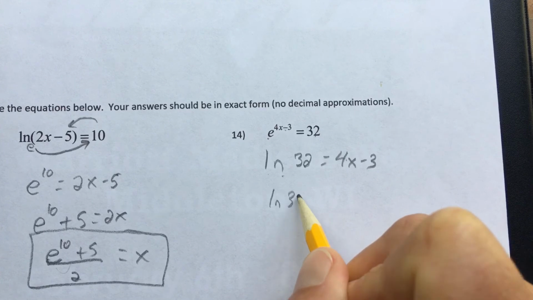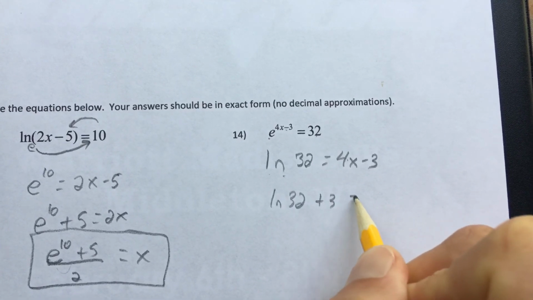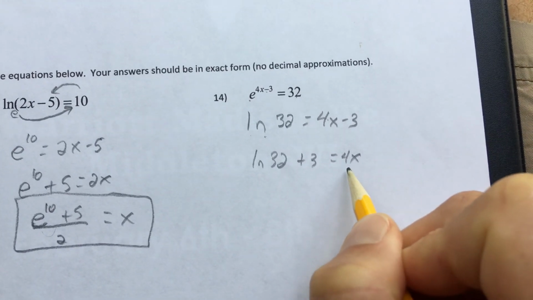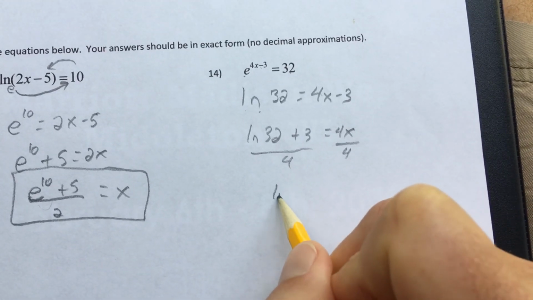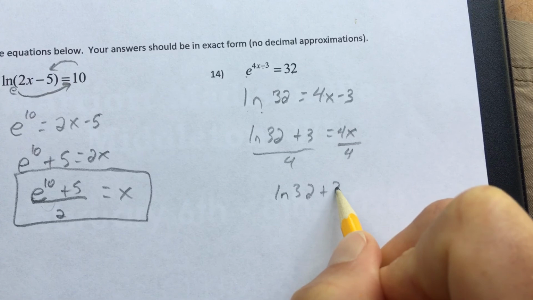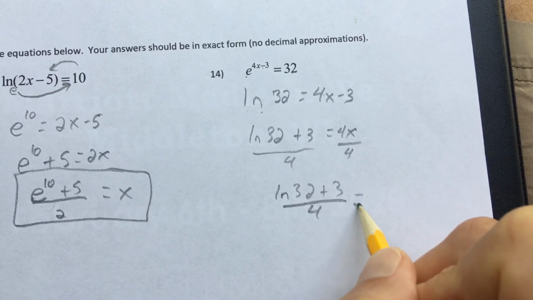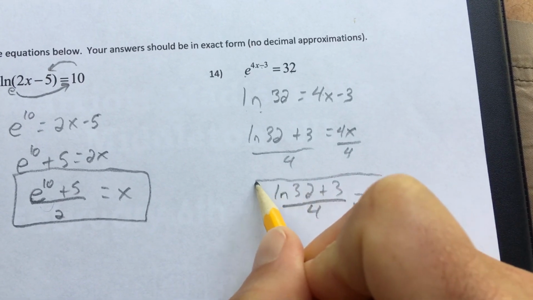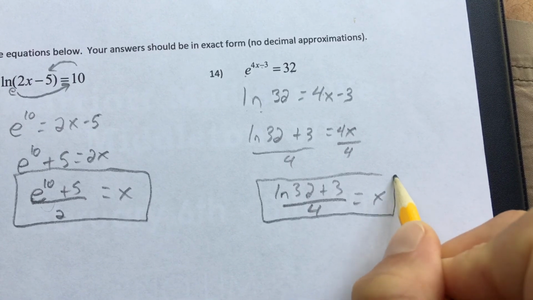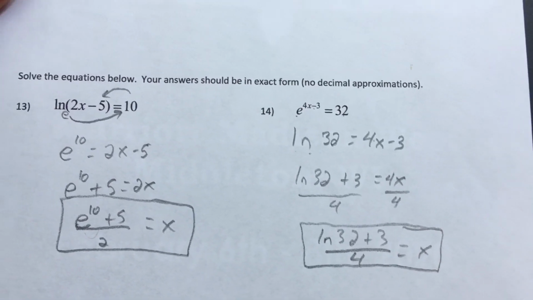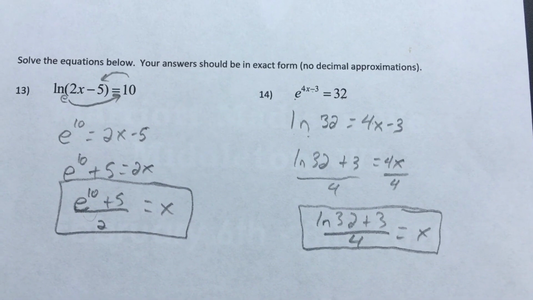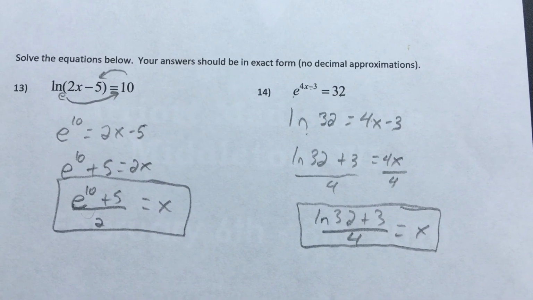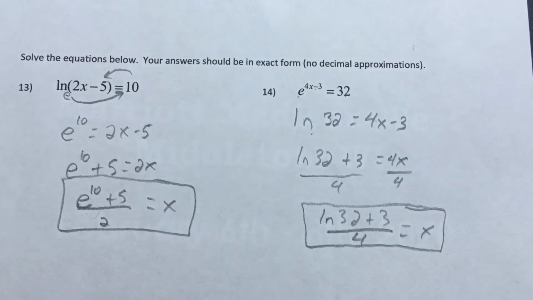So we can just add 3 to it. So it'd be natural log of 32 plus 3 equals 4x, and then we can divide by 4. Again, we do a lot of work in the earlier things of making you get a decimal or working things all the way out. And the truth is, this is the exact answer for x. We don't need a calculator to tell us that. That's what we get. Okay, so if you feel good on all these problems, then the quiz tomorrow should be no big deal, and hopefully you'll feel good and do your best.